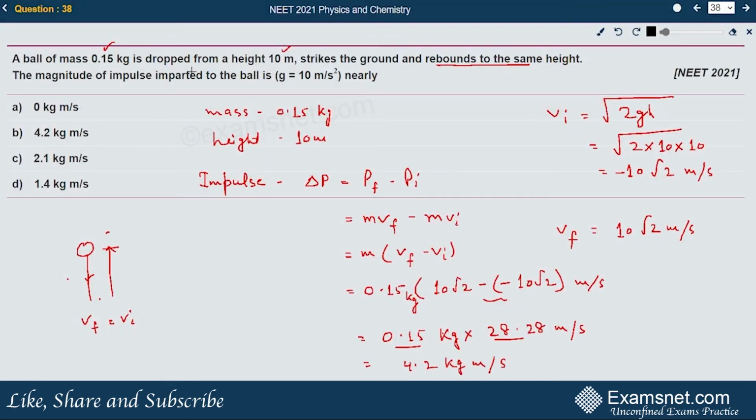Now if we would have taken final velocity as negative, then the answer would be negative, but sign doesn't matter here, only the magnitude matters. So it is 4.2 kg meter per second. So option B will be the correct answer here. Got it?